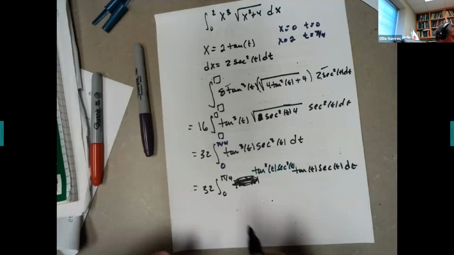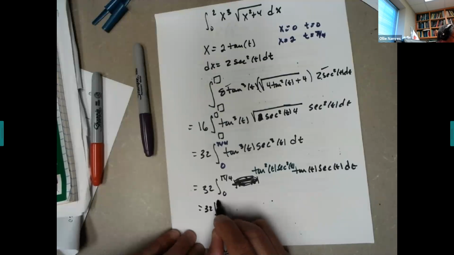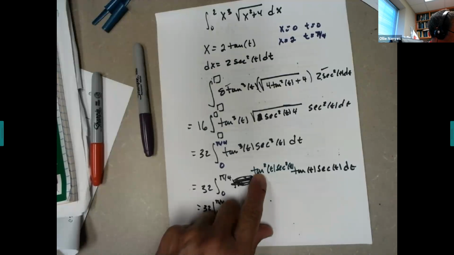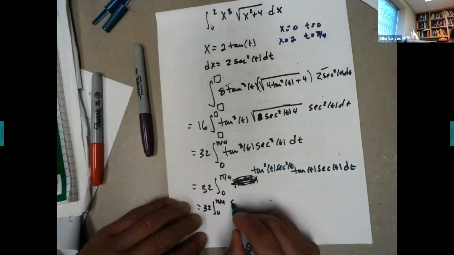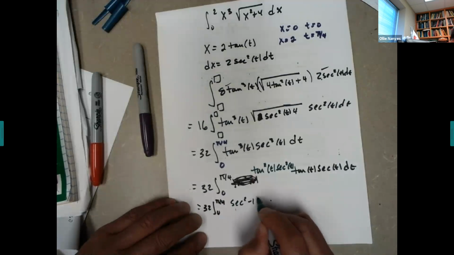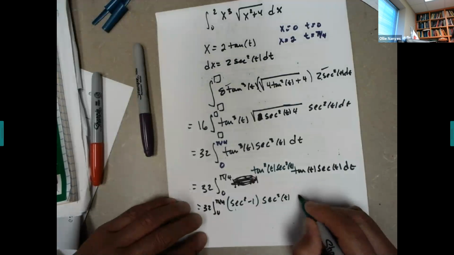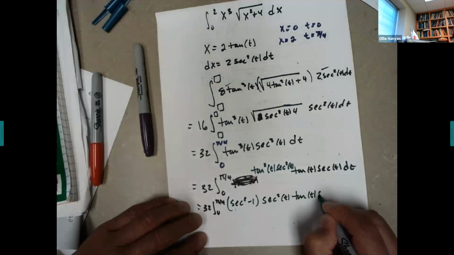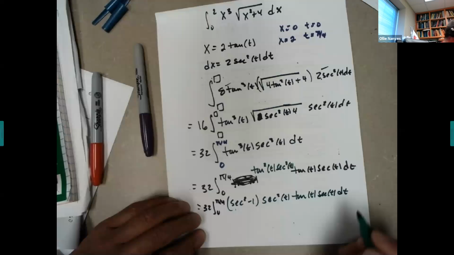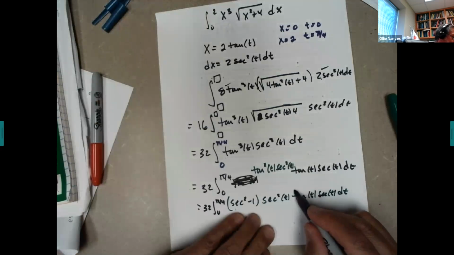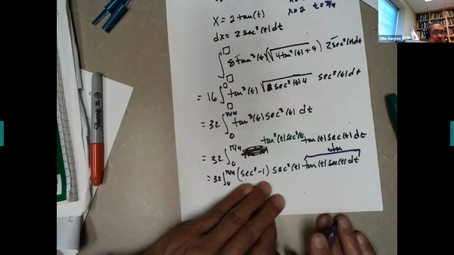The reason that works is we now are going to set up a U substitution, and we're going to convert the tangent squared. Tangent squared plus 1 is secant squared, so it's going to be secant squared minus 1. And what we're really setting up right here is the du for another substitution integral.